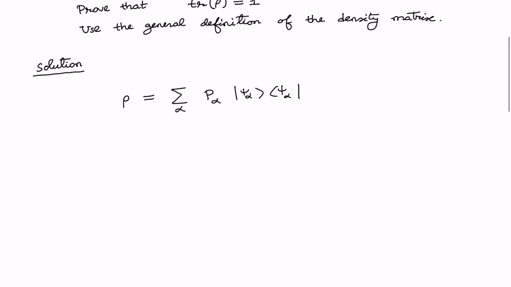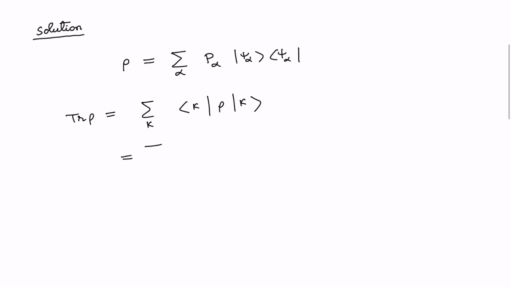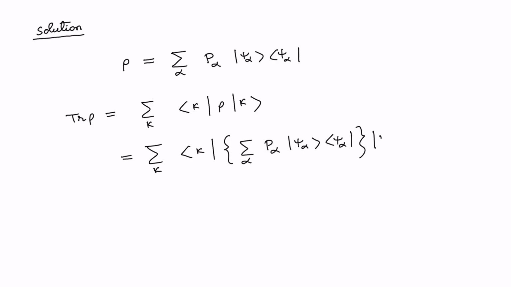And let us now take the trace. So trace of rho is going to be basically the sum over the diagonal elements of the density matrix. So it is taken over the basis state k, say bra k rho ket k, right? So this is the sum of the diagonal elements. Now let me open it up, sum over k here, and let me now write the density operator definition: sum over alpha, p alpha, ket psi alpha, bra psi alpha, and then I have here ket k.